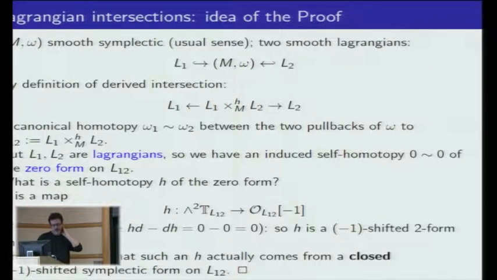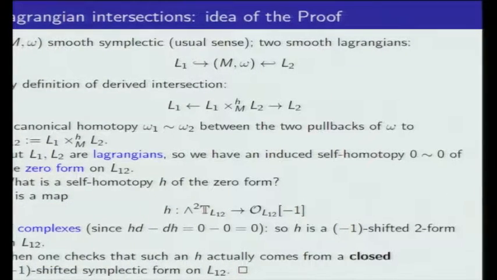So let's see what is the self-homotopy of the 0 form. It is a map from the wedge 2 of the tangent of the intersection to the structure sheaf of the intersection shifted by -1. And it's a map of complexes because it's a self-homotopy of the 0 form. So you have dH minus Hd equal to 0 minus 0, which is 0. So this tells you that it's a map of complexes. So H is a -1 shifted 2-form. And then you have to prove that it comes from a closed 2-form, but this can be done. Okay, so this is vaguely the idea.